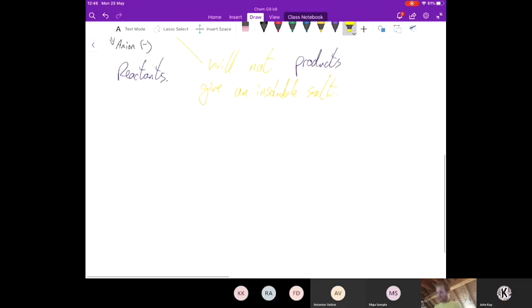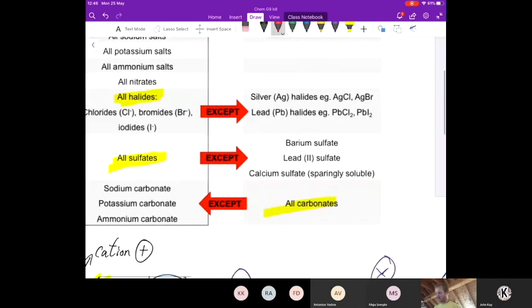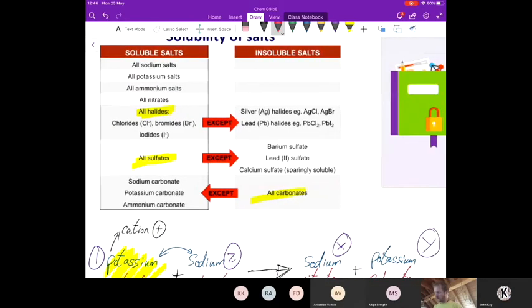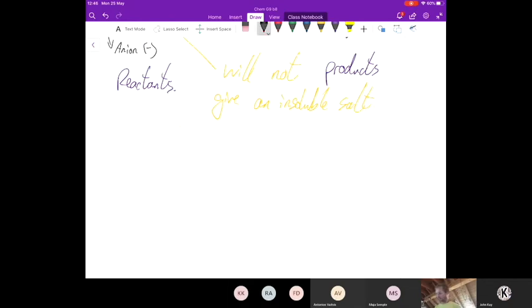So let me go through an example. I want to form an insoluble salt. I need to choose one which is insoluble, so I'm going to go with silver chloride, because silver chloride is insoluble. And I'm going to think backwards.